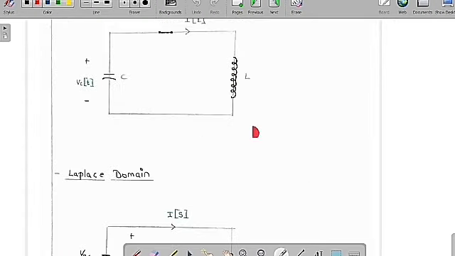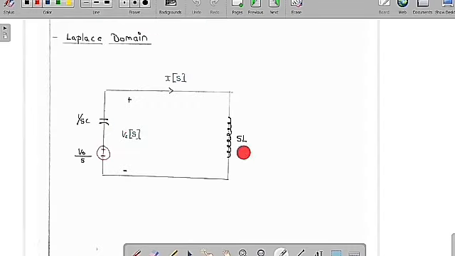So if you want to convert this circuit diagram into Laplace domain, then this will become 1 by SC, and this will become SL, and this will become Vc of S, and this will become I of S. So 1 by SC, I of S and SL. But there is an initial voltage, or you can say, suppose let me assume there is an initial voltage of V0. So therefore it is going to become V0 by S.